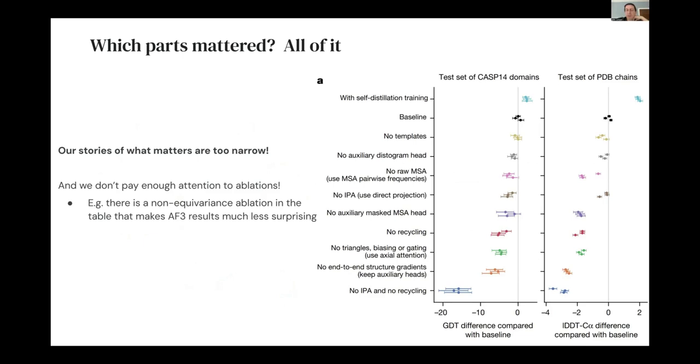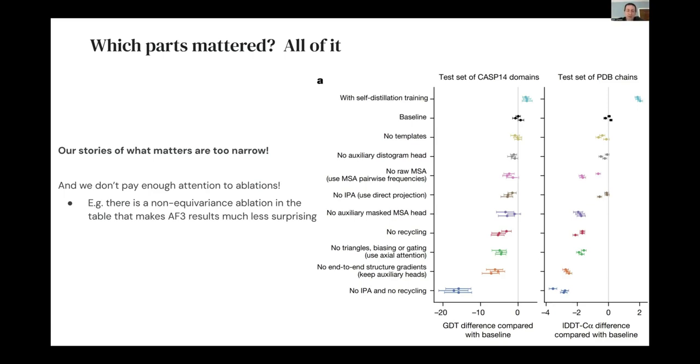Lots of people got really, really excited about AlphaFold3 not using equivariance in its equivalent of the structure module. And I was always mystified by that, because if you look in this table that everyone saw in our AlphaFold2 paper, we had this row that said no IPA, use direct projection. So all of the geometric operations that we're very excited about were kind of there at the first recognizable component of AlphaFold2.